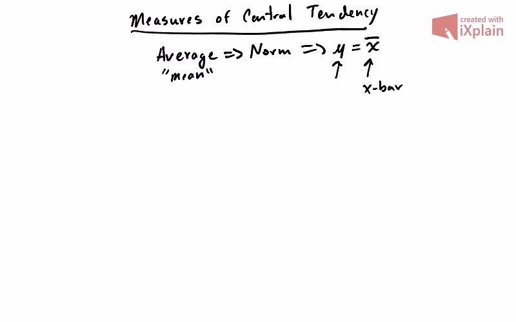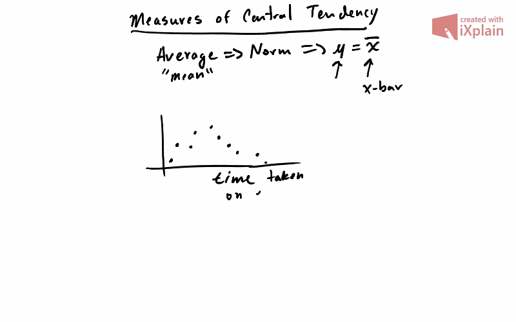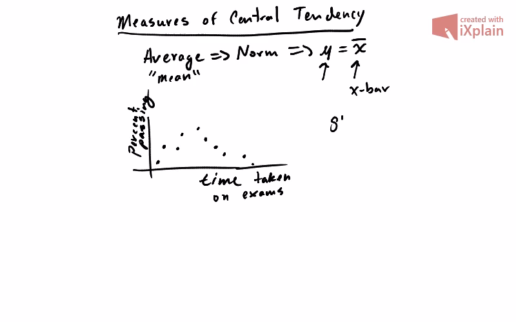Now, whenever we're looking at data, for instance, we've got a bunch of discrete data plots. We have a bunch of discrete elements that make up the data, and let's say this is the time taken on exams, and this is percent passing. When we use data, we want to measure the central tendency, and normally statistics is used for relationships.